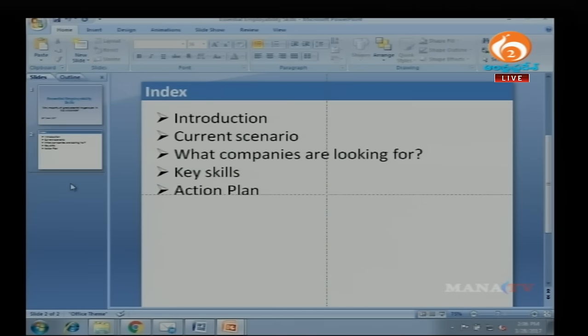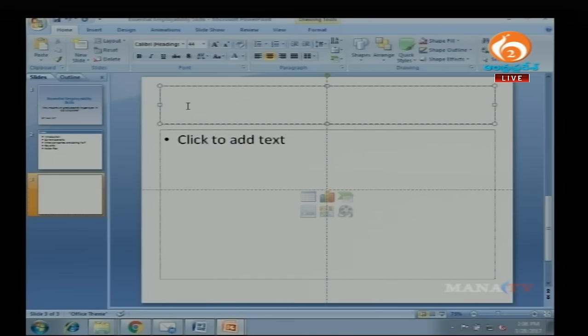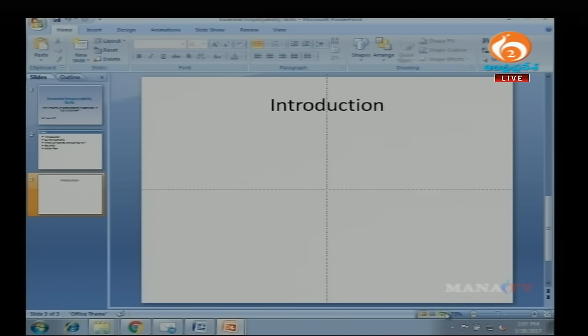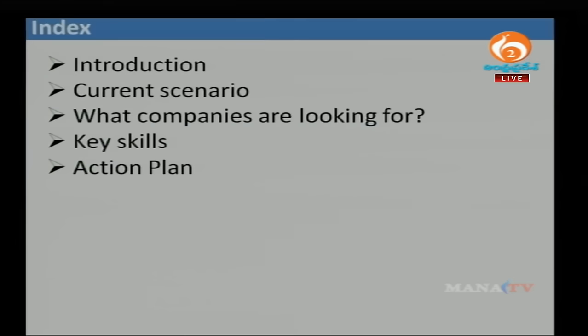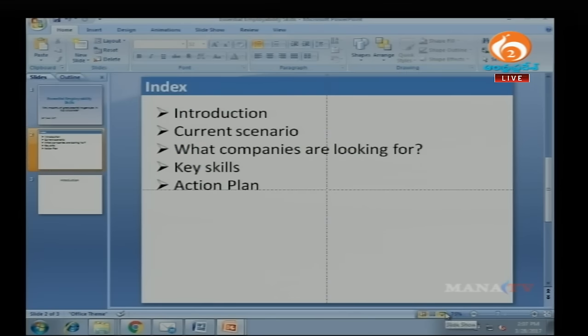Now I'm going to add the next slide. Next slide, basically we're talking about introduction. Now you will wonder, let me remove this. So this is my title slide, this is index, this is introduction. It's not consistent at all, right? So what will I do?